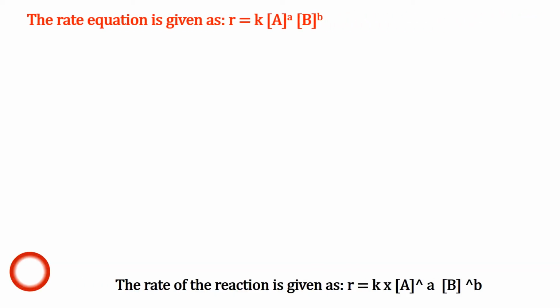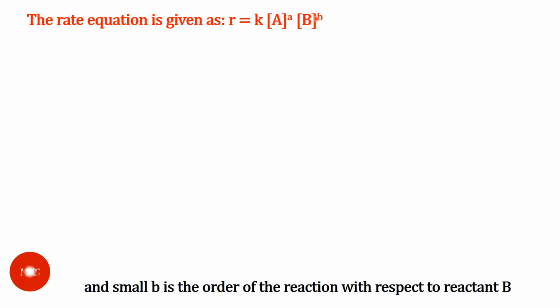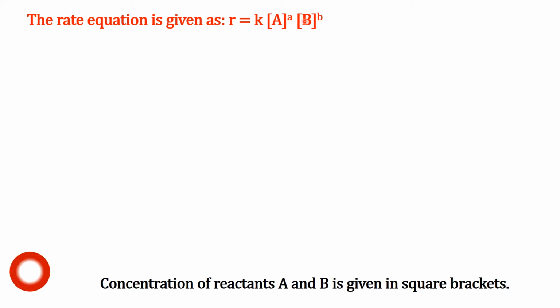The rate of the reaction is given as R equals K into concentration of A to the power small a into concentration of B to the power small b, where small a is the order of the reaction with respect to reactant A and small b is the order of the reaction with respect to reactant B. Concentrations of reactants A and B are given in square brackets.